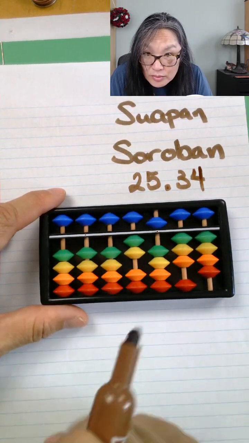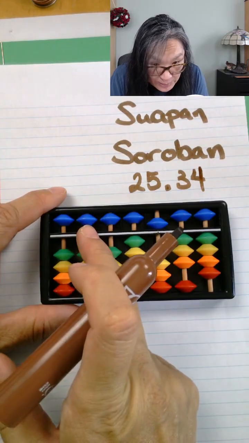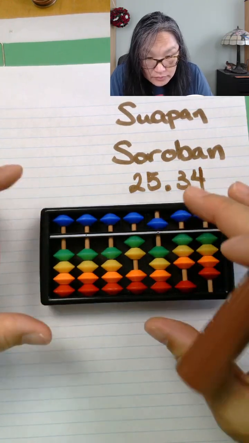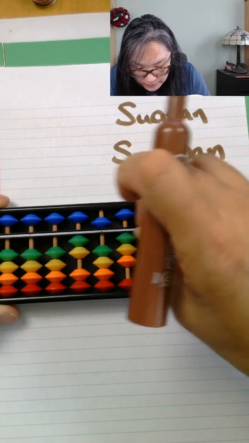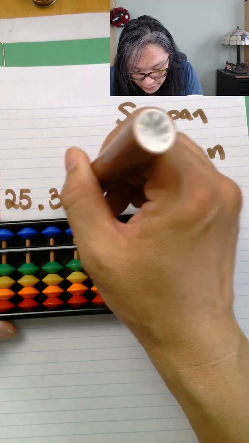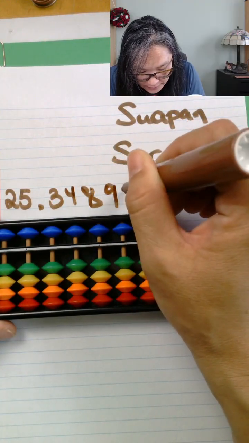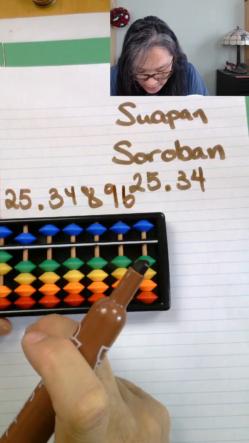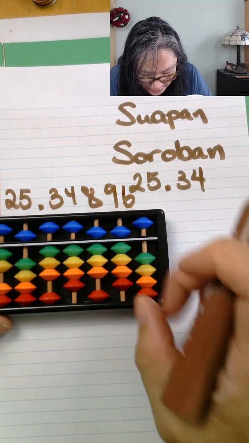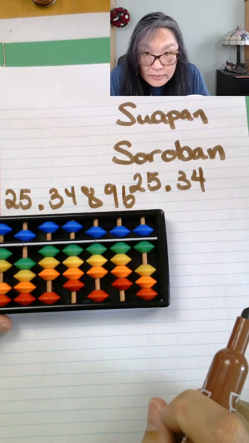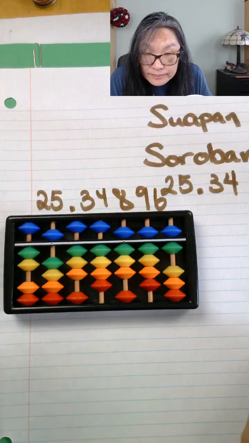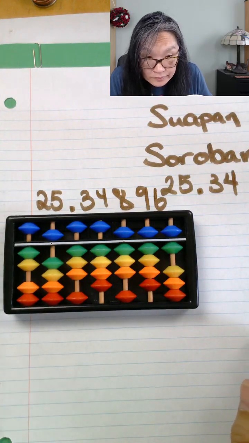Because if this is a decimal, right, this is not a decimal, this is a label. The label is ones, right? If we did it over here, it'd be 25.34896. That's the difference. Cool.